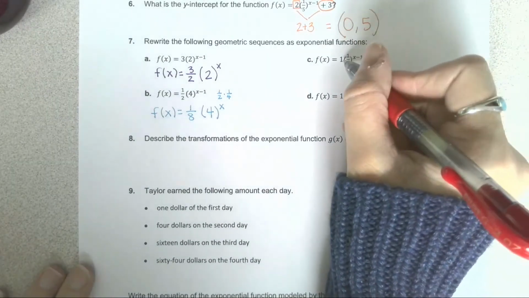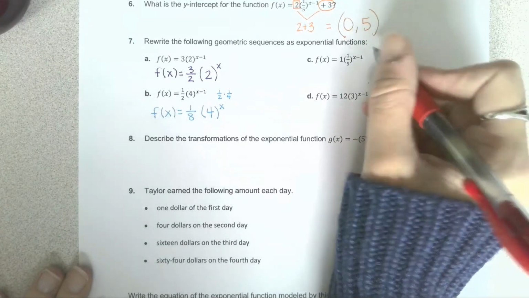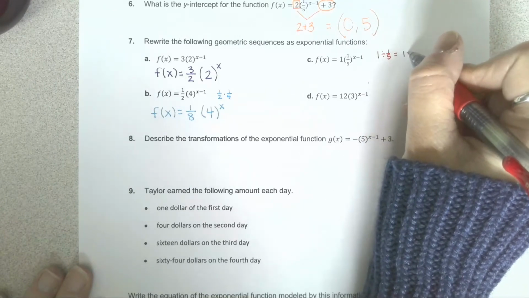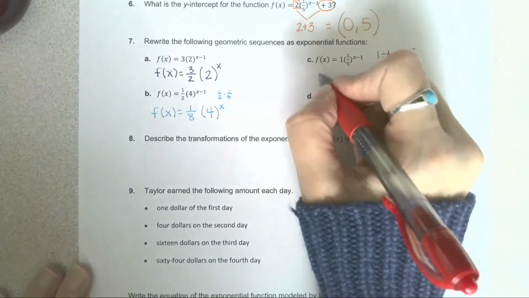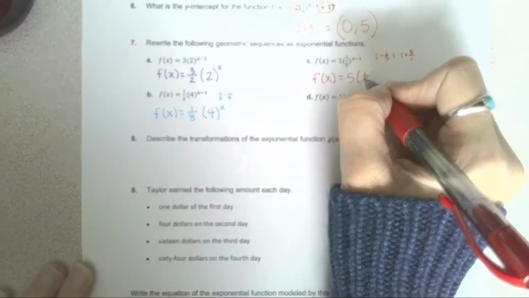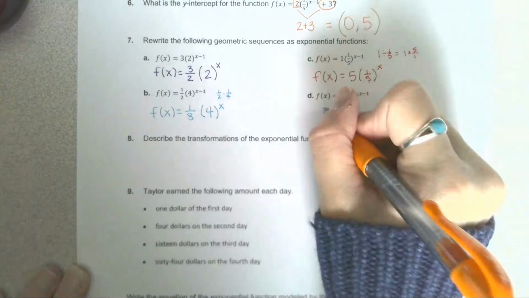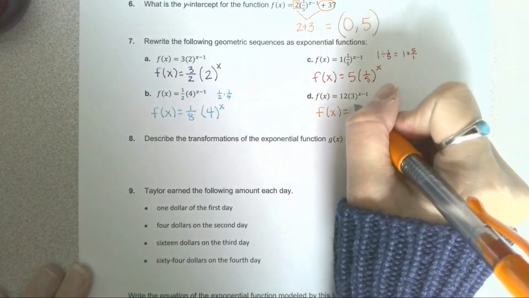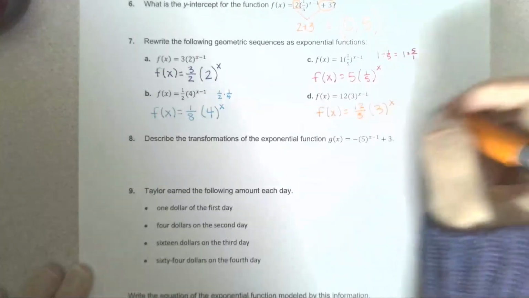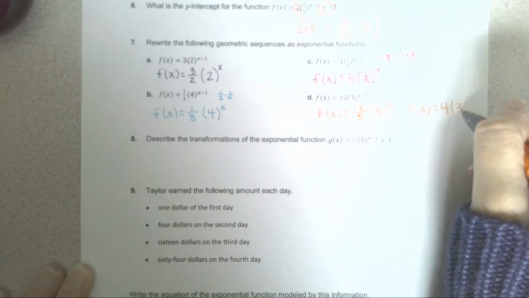Next, we have 1 divided by 1/5. 1 divided by 1/5 is equal to 1 times 5 over 1. So that's just going to give me 5 times 1 over 5 to the x. And then last, f of x equals 12 divided by 3 times 3 to the x, which we're actually going to rewrite as f of x equals 4 times 3 to the x.